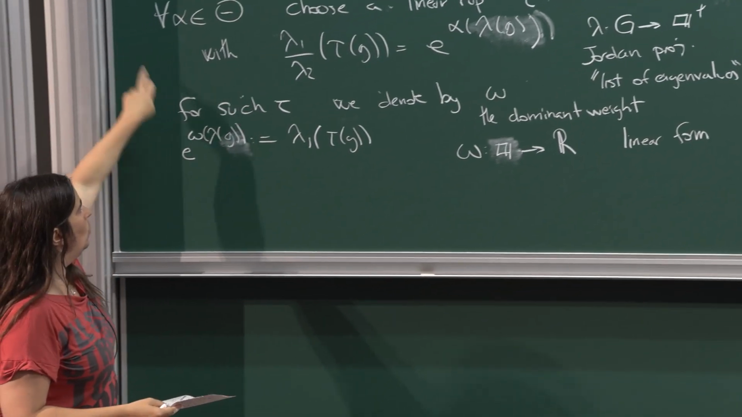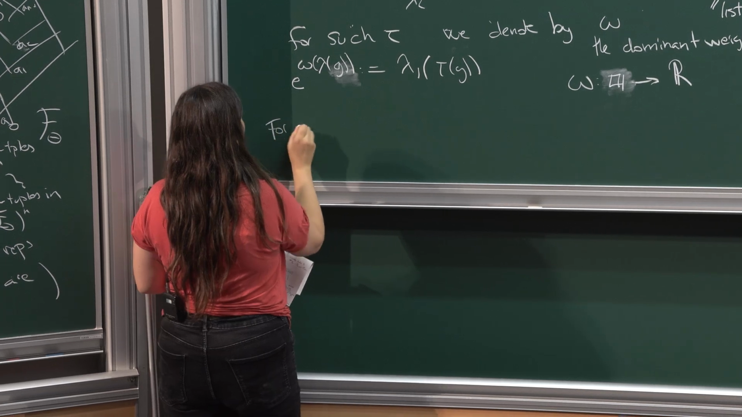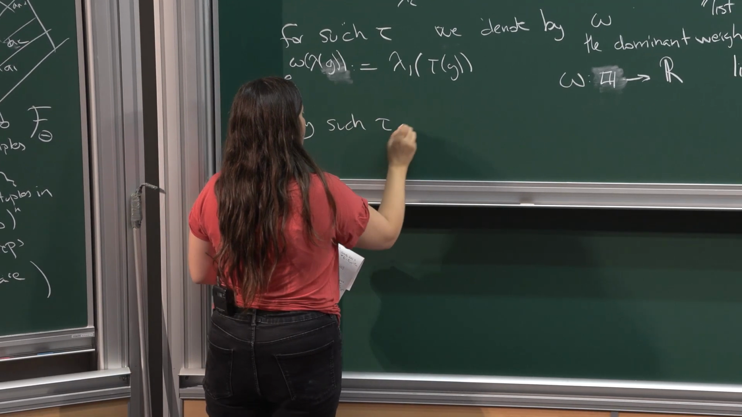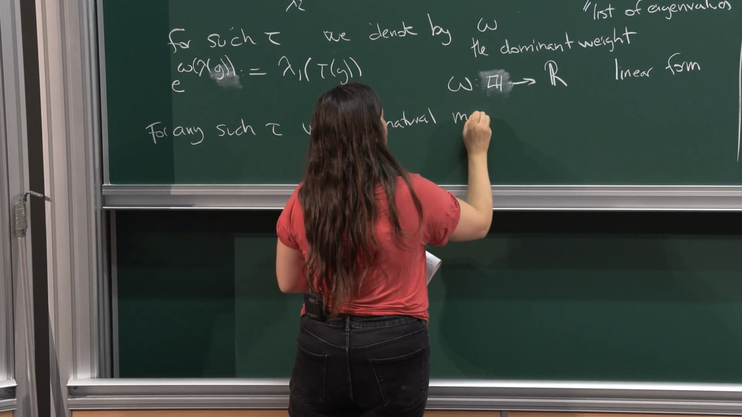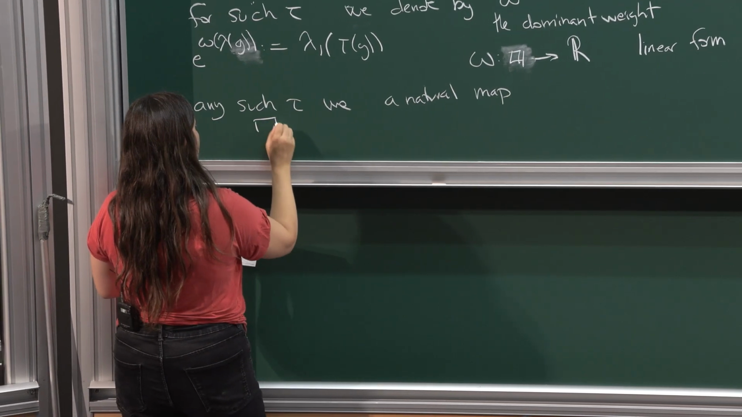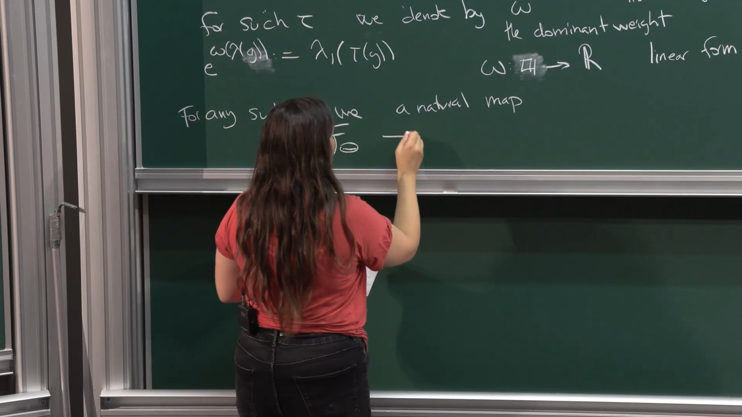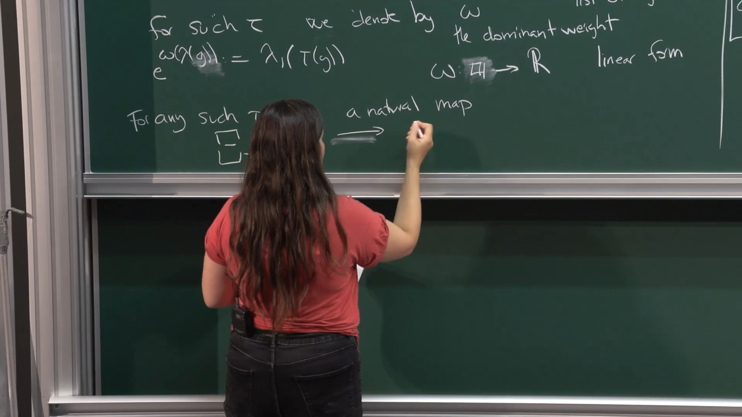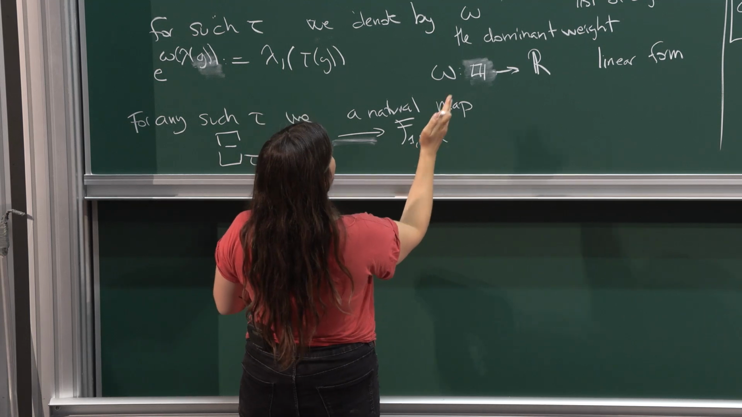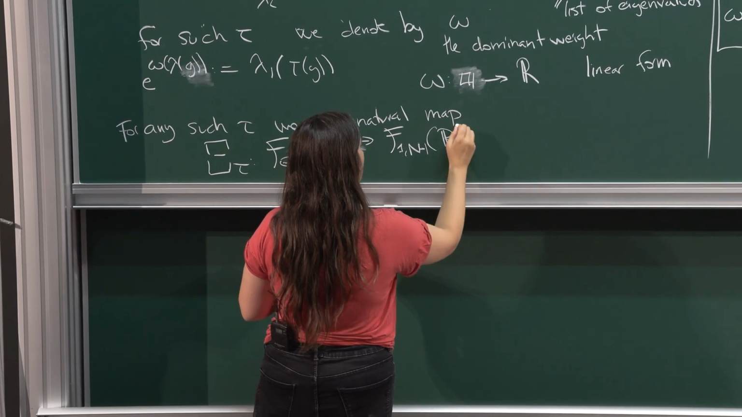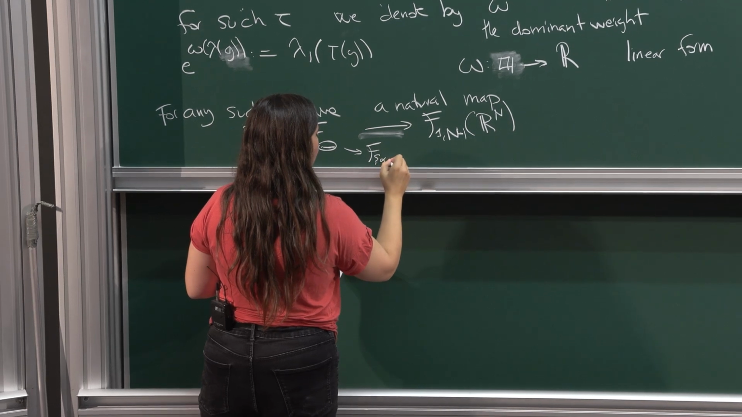So, the point is that if I do my construction like this, it follows that for any such tau, we have a natural map psi tau that maps my F theta space into F1 of R^N, the flags of a point and a hyperplane in R^N, and this actually factors through F alpha.